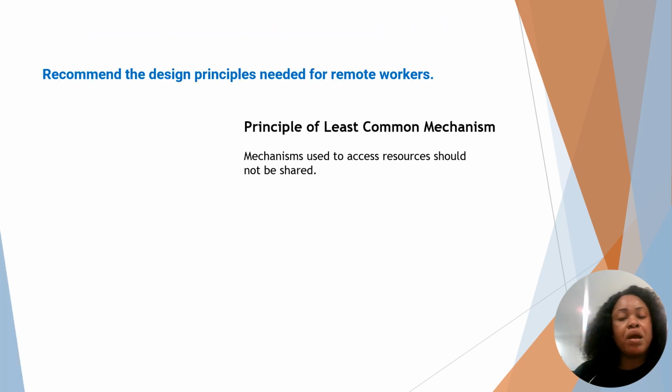And the last one that I will recommend is the principle of least common mechanism. So the mechanisms used to access resources should not be shared. So the principle of least privilege applies to the way resources are shared within the computer system. This principle limits the amount of access individuals have to these resources. So in order to protect the integrity of the system as a whole, the system should not be shared at any level.